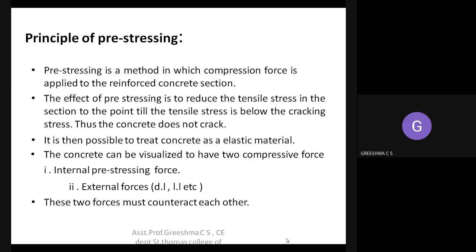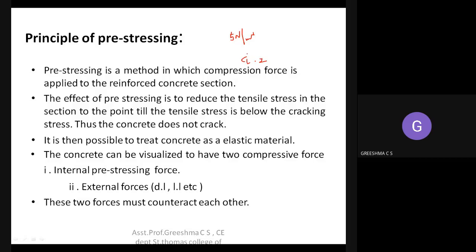What do you mean by cracking stress? Cracking stress is the stress at which a crack is formed. For example, say 5 Newton per mm square is a cracking stress. So at 5 Newton per mm square, cracks occur. Our aim is to keep the tensile stress of the pre-stressed concrete structure below 5 Newton per mm square. That is, our tensile stress should be something like 1 or 2. That means we are safe.